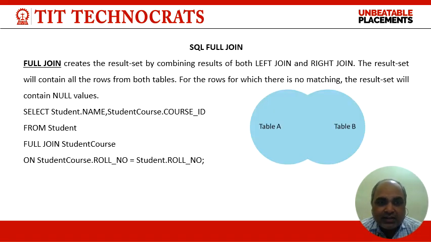SQL full join. The full join creates a result set by combining the results of both left and right join. The result set will contain all the rows from both tables. For the rows for which there is no match, the result set will contain a null. Okay, we can see here: select student.name, student course.id from student full join student course on student course.roll number equal to student.roll number.